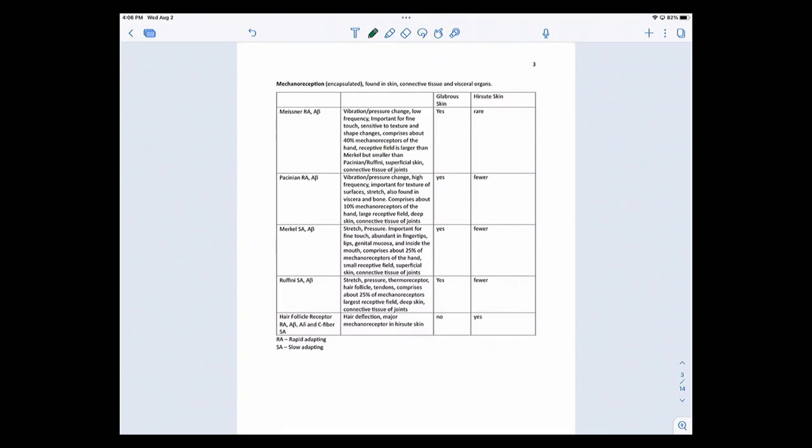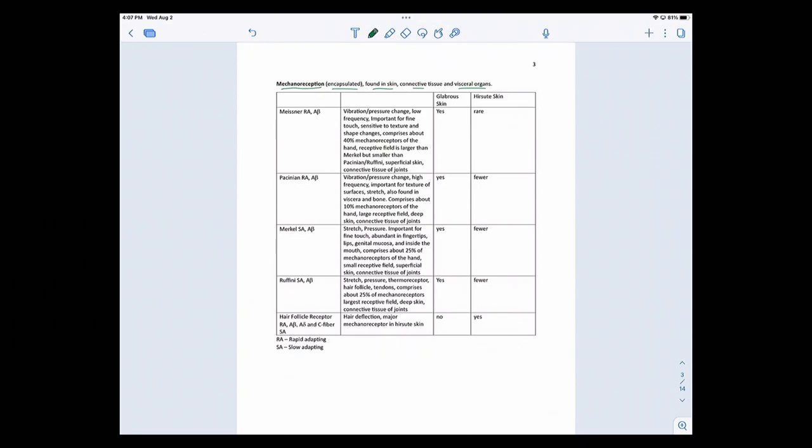For this section, I want us to focus on what is called mechanoreception. You can find mechanoreceptors in skin, connective tissue, and visceral organs, and they are considered encapsulated. Let me lay this out. What is a mechanoreceptor? A mechanoreceptor is a little organ that's innervated, and it responds to mechanical manipulation.